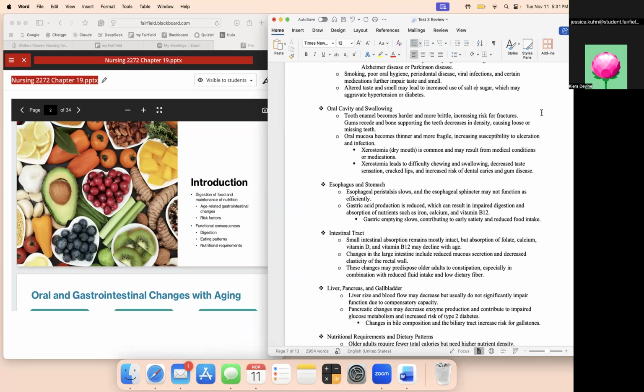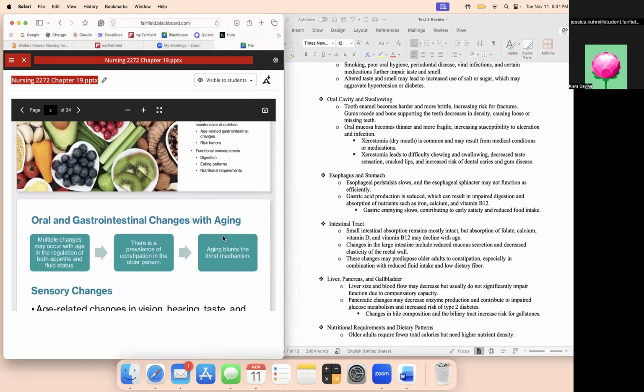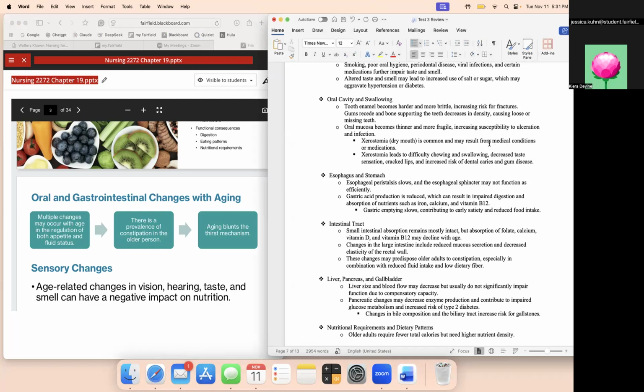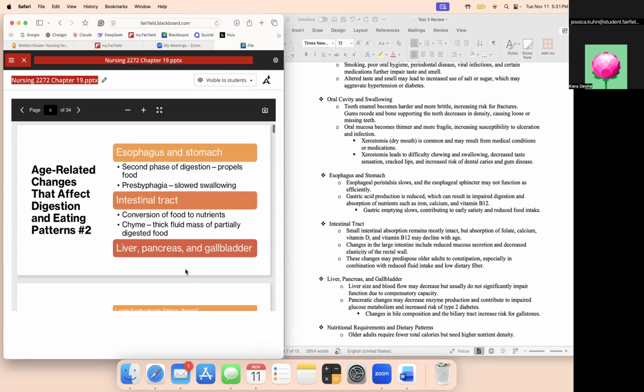and losing teeth. The gums recede and bones supporting the teeth decrease in density, which can lead to losing teeth. Oral mucosa becomes thinner and more fragile, increasing susceptibility to ulceration and infection. Things like dry mouth are common and can lead to difficulty chewing and swallowing, decreased sensation, cracked lips, and increased dental caries and gum disease. These things might also be a result of medical conditions or medications, so keeping an eye on those side effects is important.